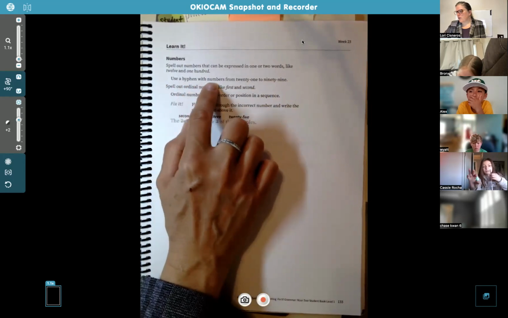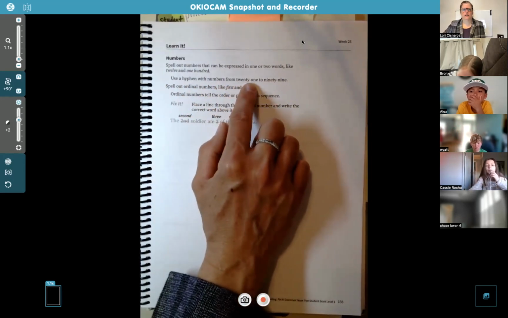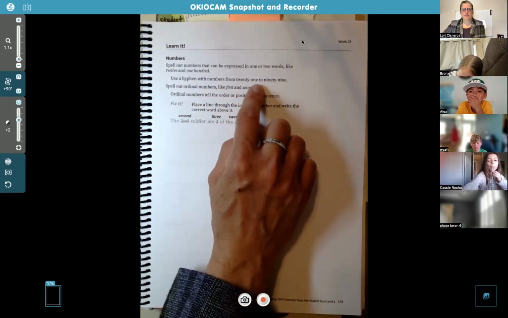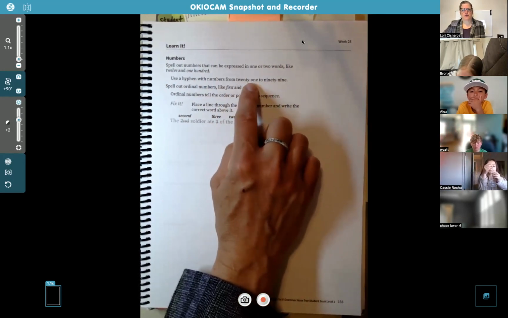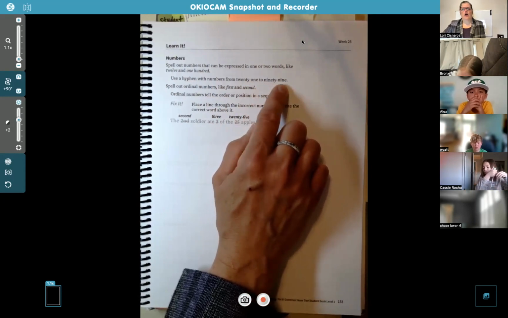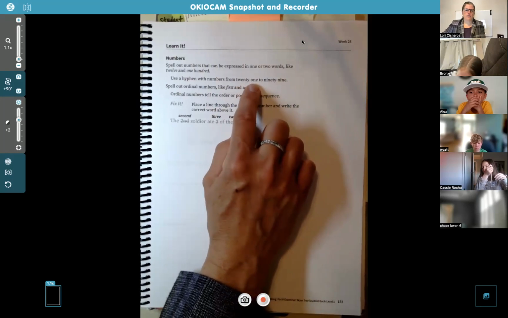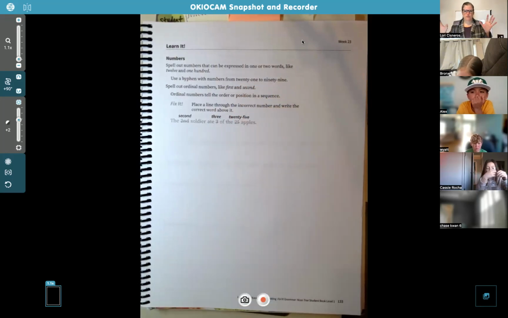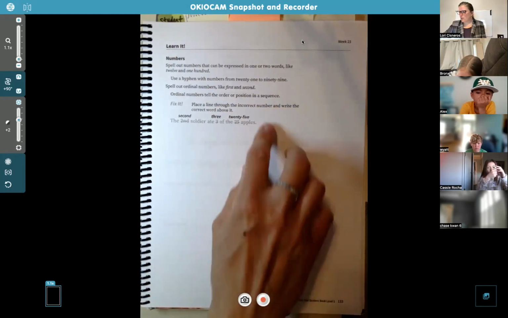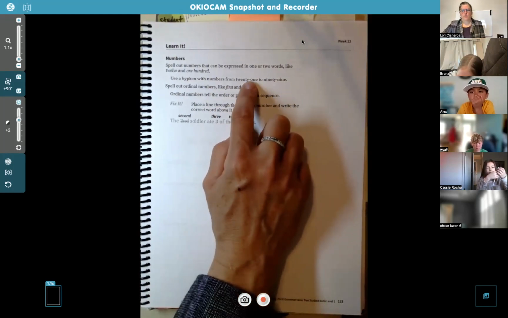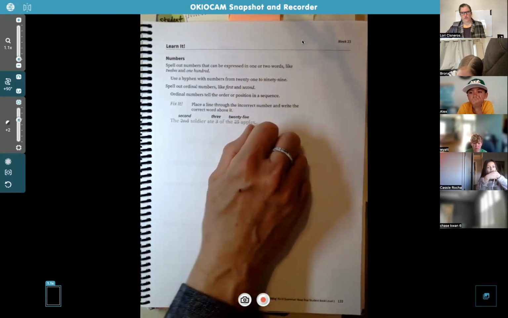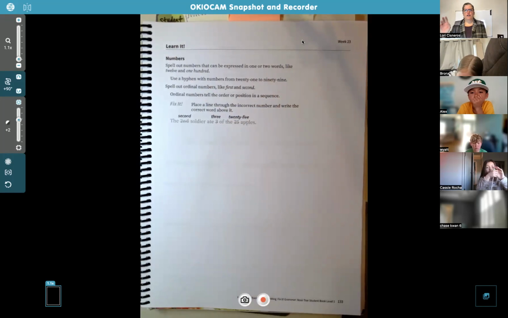It says use a hyphen with numbers from 21 to 99. So when you write out 21, it looks like this, with a dash, with a hyphen. And then 99, and all the in between, like 31, 32, 33, all of those numbers between 21 and 99, you write out the word with a hyphen. But if it's a big number like 10,423, then you would need to actually write the actual number. That's the rule. So if it's 1 or 2 words, you write the word. If it's a big number and has more than 2 words, you write out the actual number.